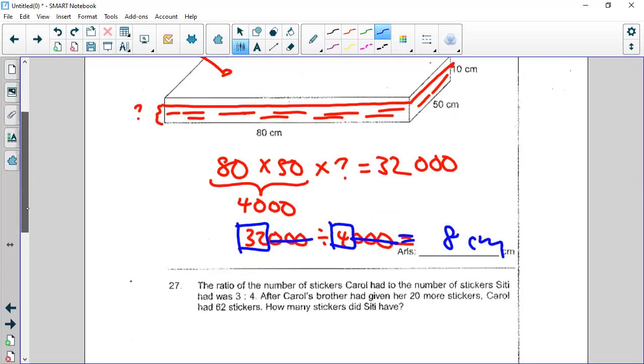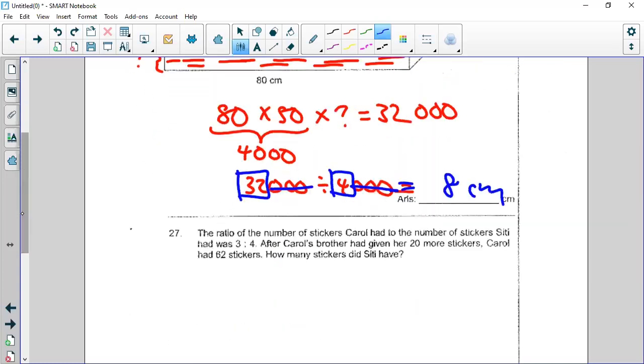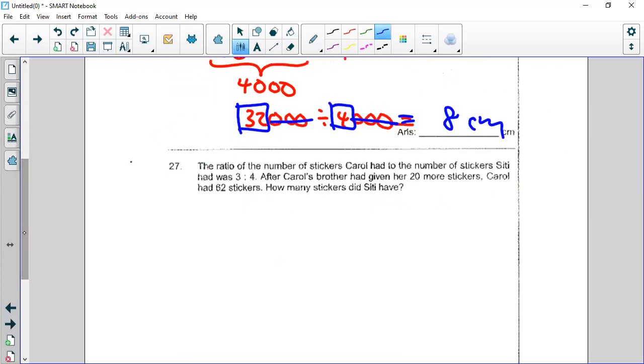Question 27. This is a story sum. And what kind of story sum is it? Before and after problem. If it's a before and after problem, you have 2 methods, table or model. So let's use the table. Okay, the ratio of the stickers Carol had to the stickers City had was 3:4. This is at first or before. Carol's brother gave her 20 more stickers. That is the action, the change. And Carol now had 62 stickers, and this is the after. So how many stickers did City have?